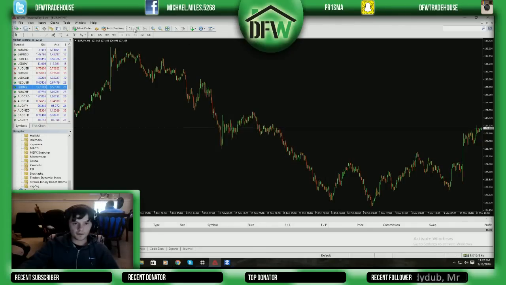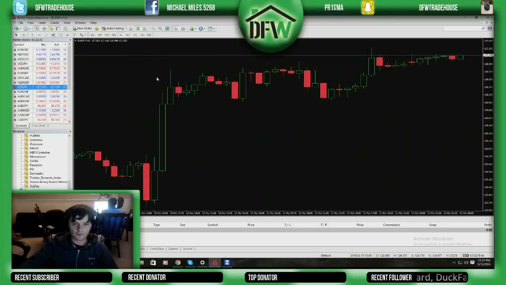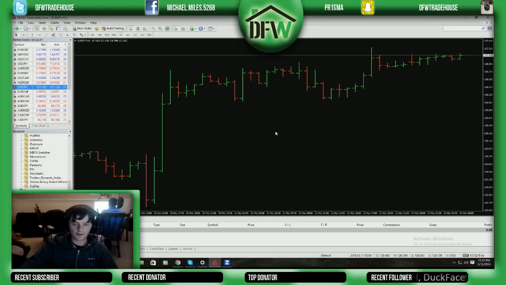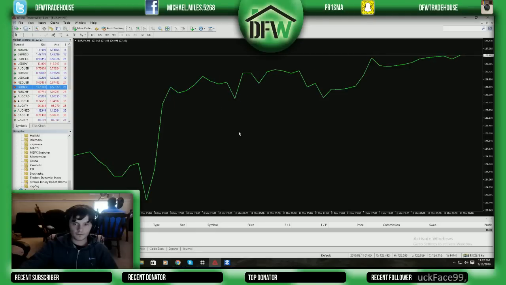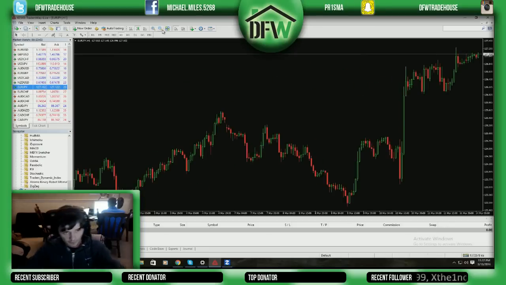Up here, it'll start out with bar charts, candlesticks, or line charts. Everybody obviously likes candlesticks. So the candlesticks is this button right here. And when you zoom in, you can see that you're using candlesticks, lines like this, or like that. Obviously, nobody wants that. So candlesticks. These are part of the buttons that I'm going to be explaining.